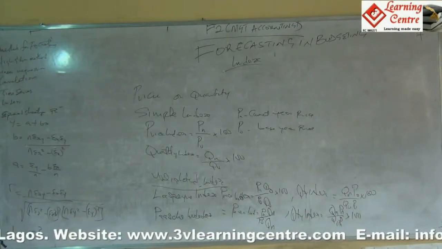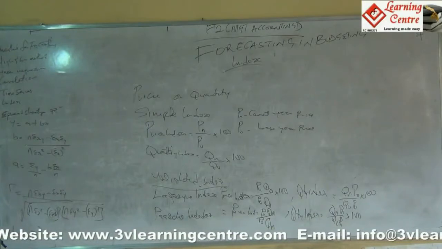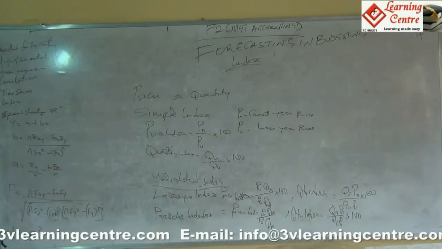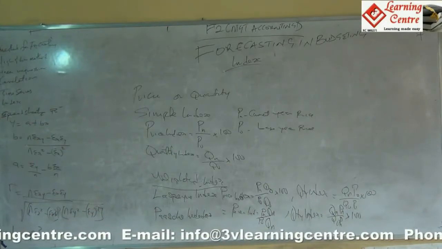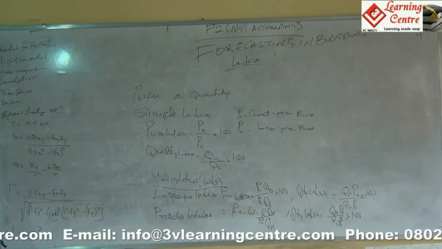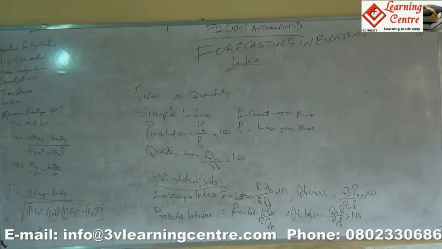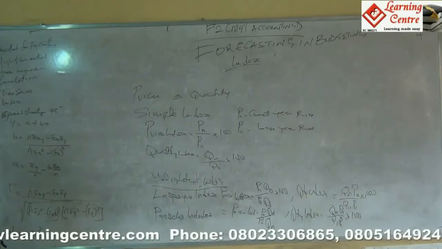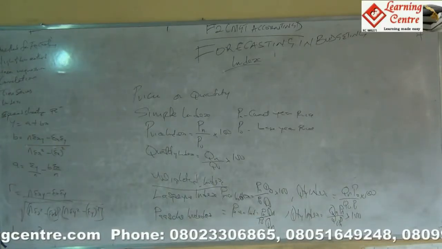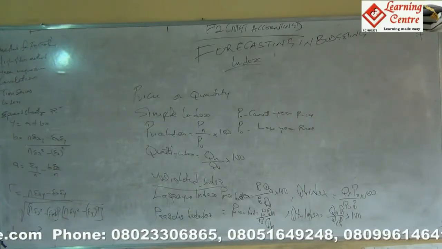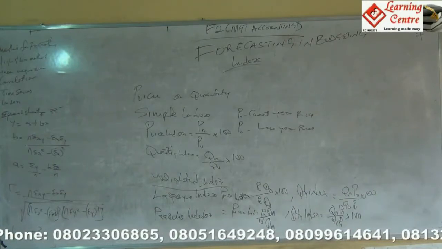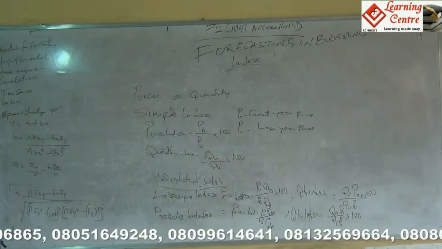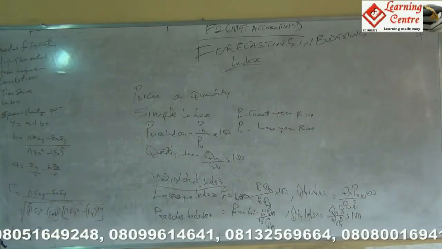One advantage of the Paasche index is that the weight is still based on current information. But a disadvantage is the fact that where there is hyperinflation, the weight might give a distorted view. It gives us fairly correct measurement. The disadvantage is that if the current year is hyperinflated, it might give a distorted result.